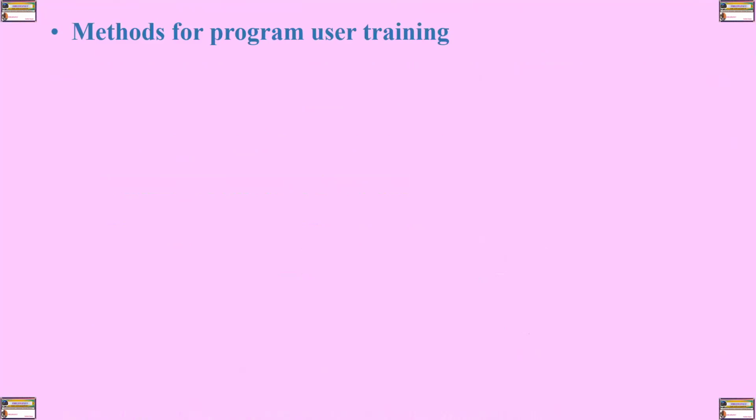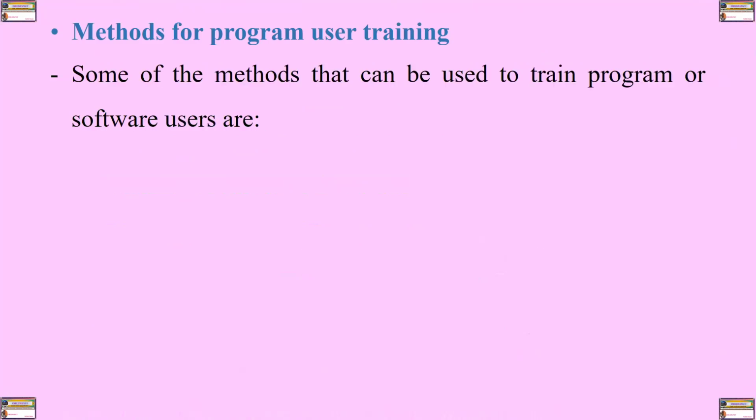Once you have been able to identify the user or the employee's employment gaps or skill gaps, you can then choose the method that you want to use for the training. So which methods can you use for your program for user training?